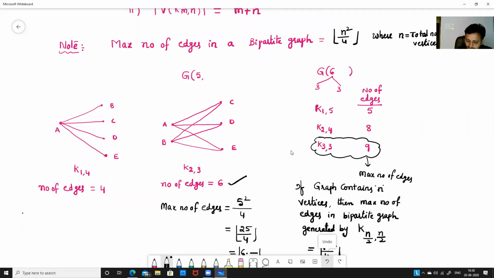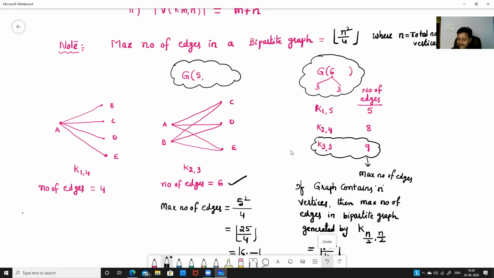So if I have a graph with 5 vertices, that graph I can write as K1 comma 4 or K2 comma 3. Of course, K3 comma 2 is the same as K2 comma 3, and K4 comma 1 is the same as K1 comma 4. That's the reason I didn't write them. Suppose I have 6 vertices, then I can write 1 comma 5 or 2 comma 4 or 3 comma 3. But which is generating more number of edges? That is K3,3 generating more number of edges.